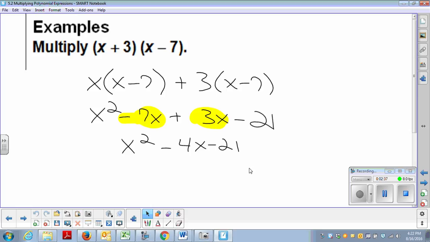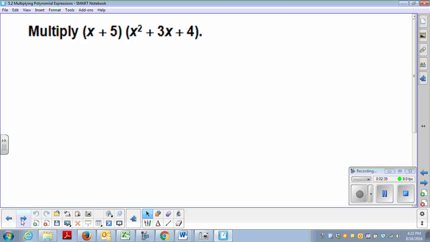Okay, let's take a look at another example. Okay, in this example, we have the binomial here, but it's multiplied against a trinomial. It has more terms, but the steps remain the same. So the first thing I'm going to do is go ahead and multiply the x times every term in the polynomial, the second polynomial. That's going to give me x times x squared plus 3x plus 4.